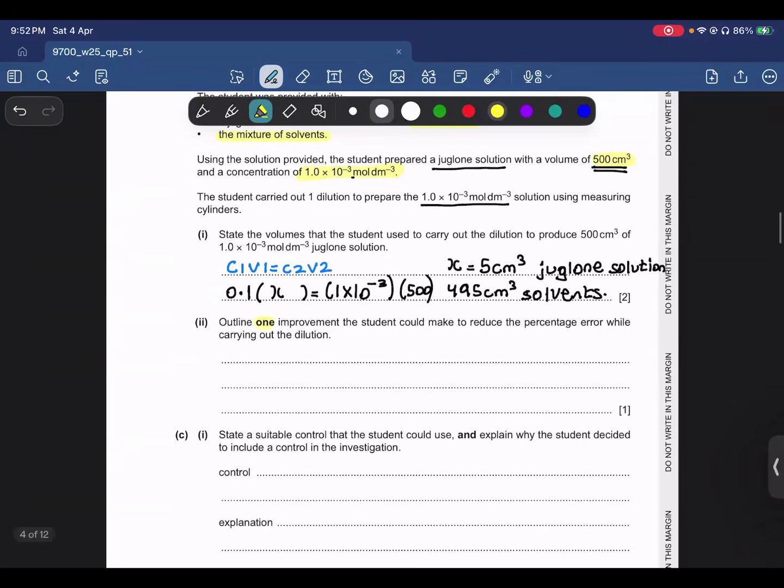Outline one improvement. We have to state one improvement which the student could make to reduce the percentage error while carrying out the dilution. So what do you think?